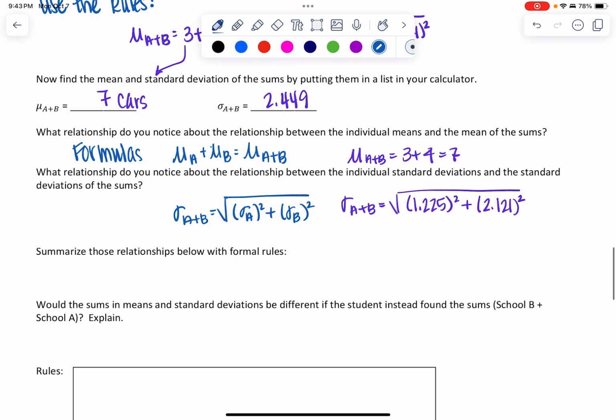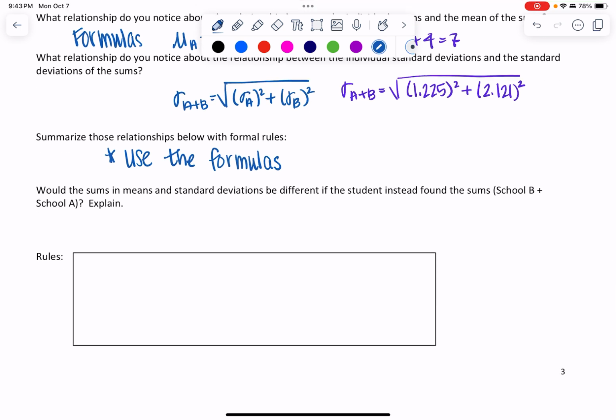Okay. Summarize the relationship with formal rules. I'm going to just put a note. Use the formulas. These two formulas are one of the too few that you are given on your final and will be given on your test and on your quiz. Okay, it said, would the sum of the means and standard deviation be different if the student instead found the sums?